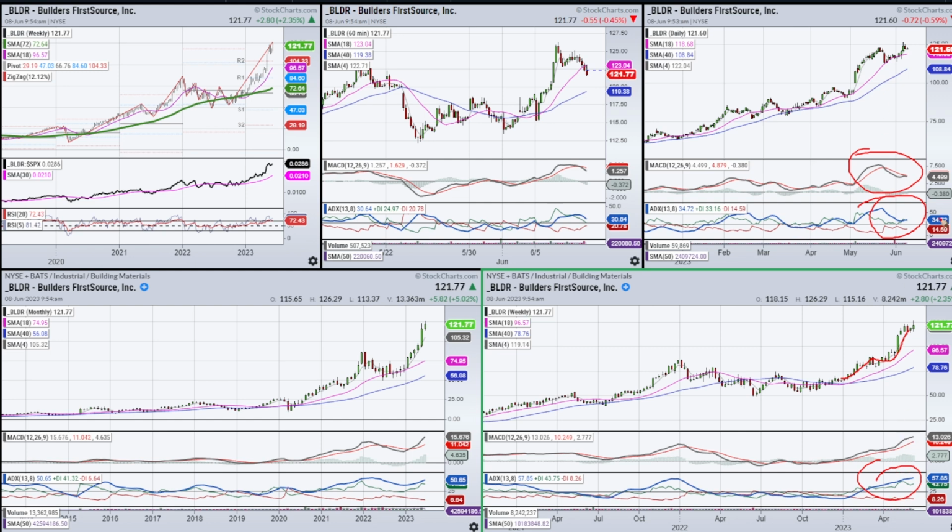Because this is confirming, I'd be looking for a pullback back towards the 18-week. I think we're going to break this. I think this is not going to hold. If we do turn down from here, I think we're going to break the 18 and go through a real correction in this chart. So just kind of use each time frame and look at the momentum to determine what you want to do.